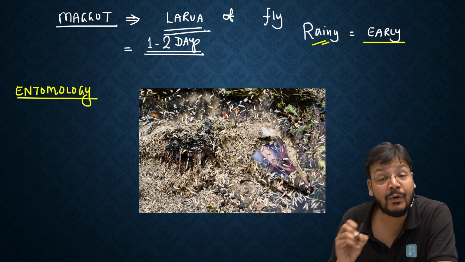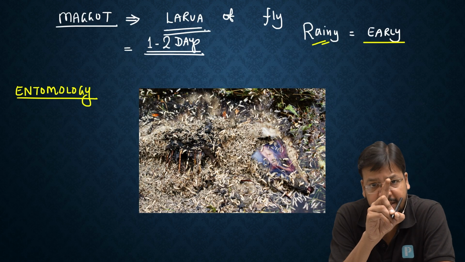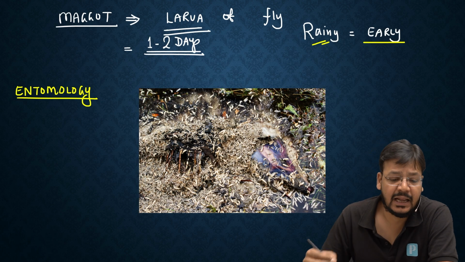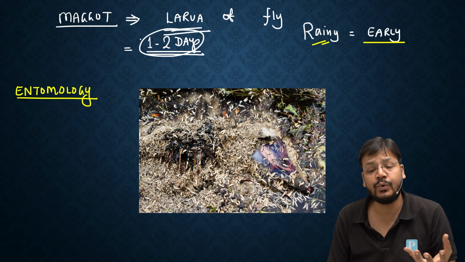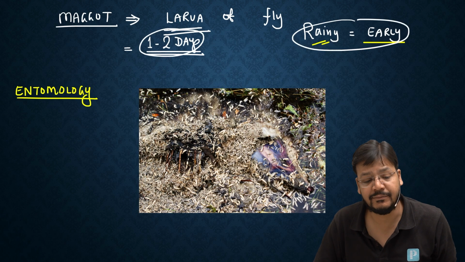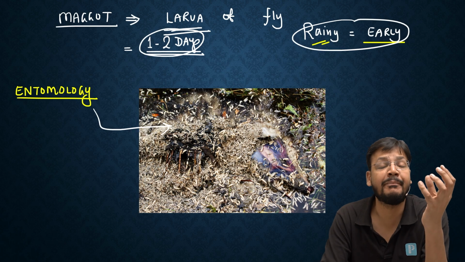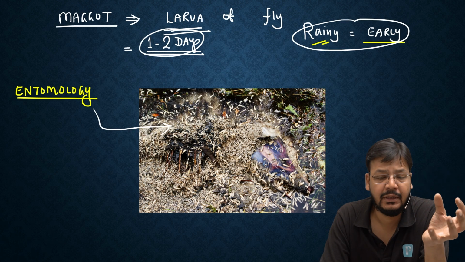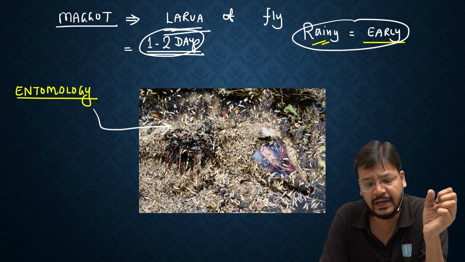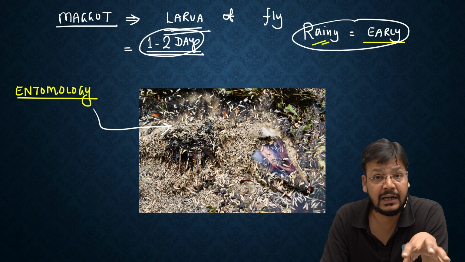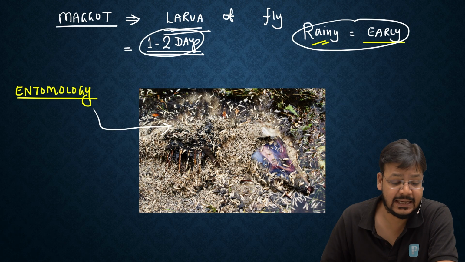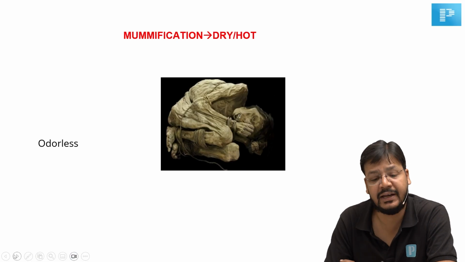Maggots are larvae of the fly, not the pupa of the fly. This question comes in the exam. These larvae of the fly are seen in 1 to 2 days. In the rainy season, they come very early. The study of maggots, this branch, is known as entomology.